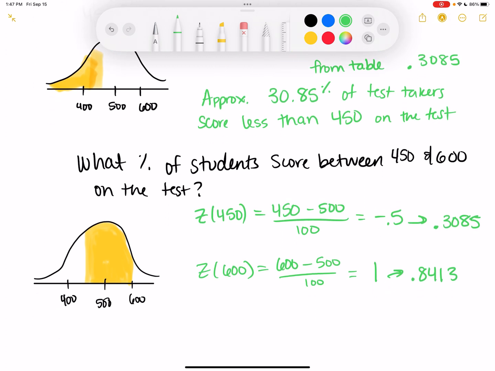So now, that hasn't fully answered our question, okay? Because right now that's told us a little bit about it, but not fully answered the question. We want to know what percent of students score between that. So we're going to subtract these two numbers, okay? So we're going to have 0.8413 minus 0.3085. And that's going to be 0.5328.